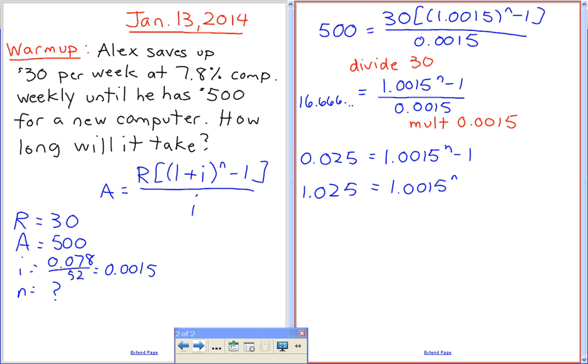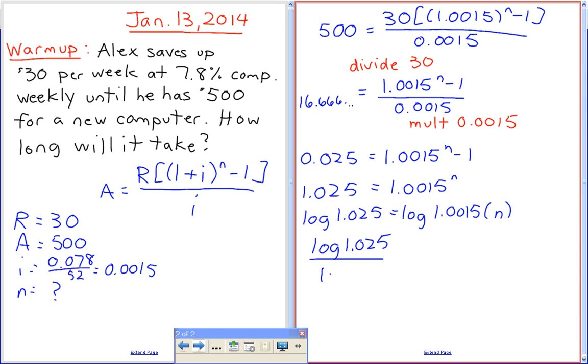Victoria, this step now, what do I do, please, if anything? Excellent, okay. So we're just going to say log 1.025 equals log 1.0015 times n. Good. Shelby, what do I do now? Good. And if you can give me the final answer, I'd be happy with that. 16.47.